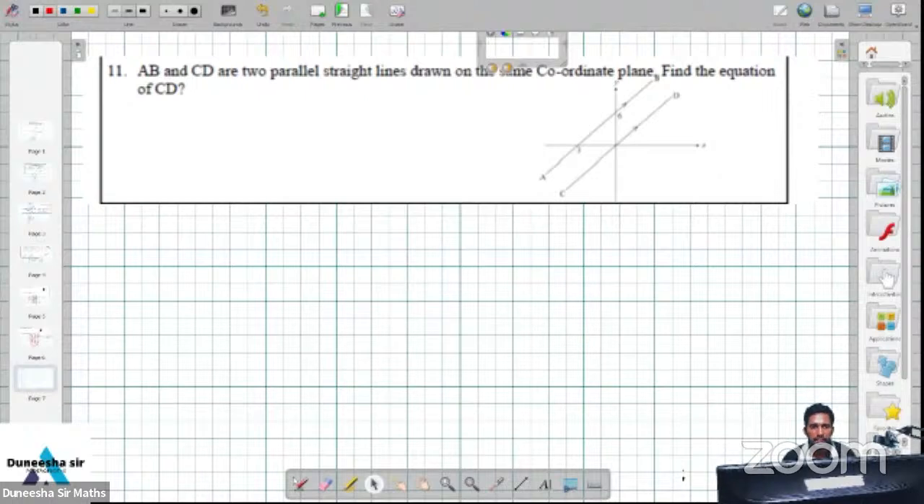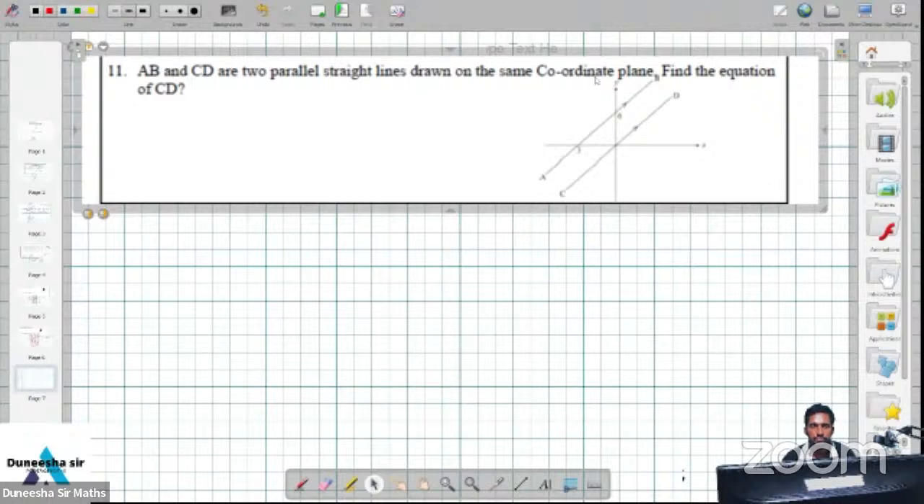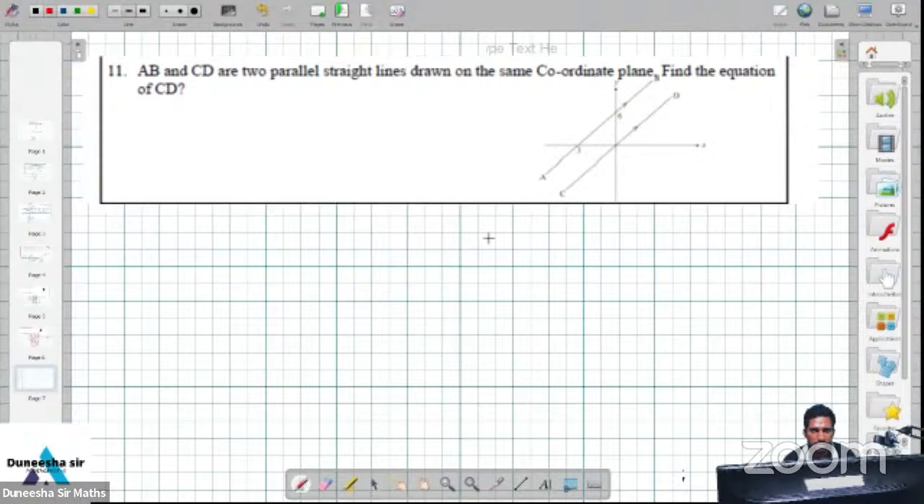AB and CD are two parallel straight lines drawn on the same coordinate system. Find the equation of CD. This point, 6 and 3. What is this coordinate? What is 0, 3? What is this point? 3, 0. Okay. Can you find the M?